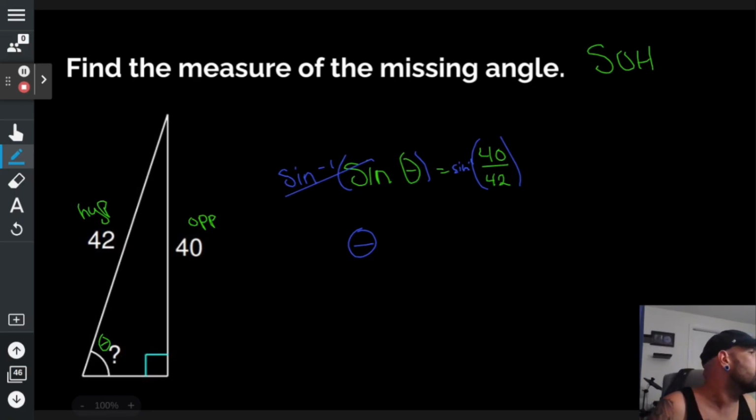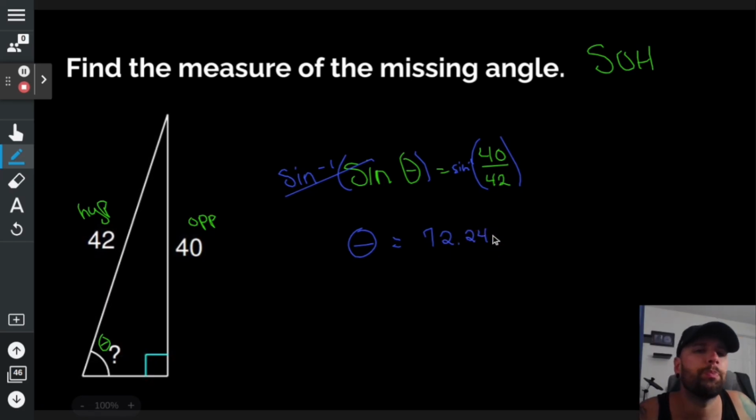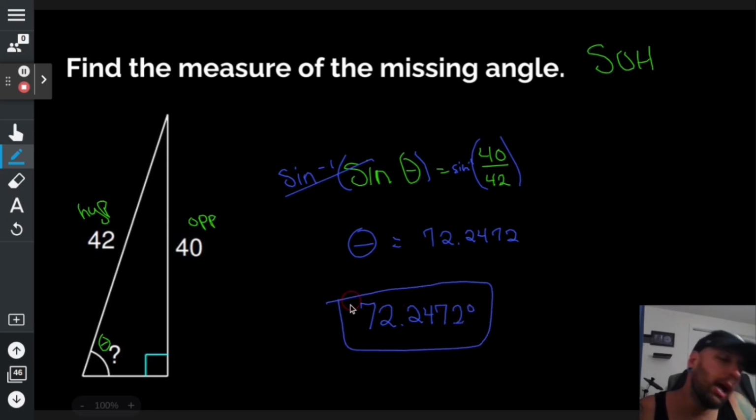which I'm going to do right now. Again, you're going to definitely need a calculator for this. Make sure it's set to degrees. 40 over 42, and I get 72.2472. So I'll write all that out: 72.2472, which means the missing angle is 72.2472 degrees.